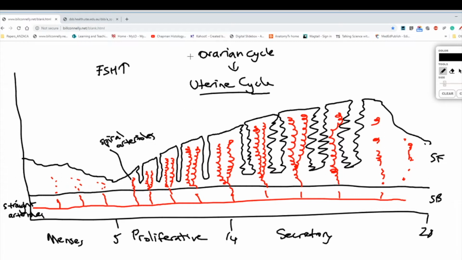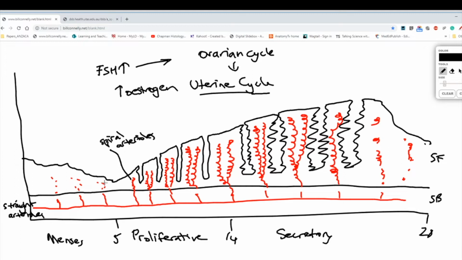Here, FSH from the ovarian cycle captures already developing follicles, secondary follicles, eventually selecting one dominant follicle that then goes on to eventually become ovulated. So as FSH captures those developing follicles, the levels of estrogen begin to rise. And estrogen is what's bringing about this proliferative phase.